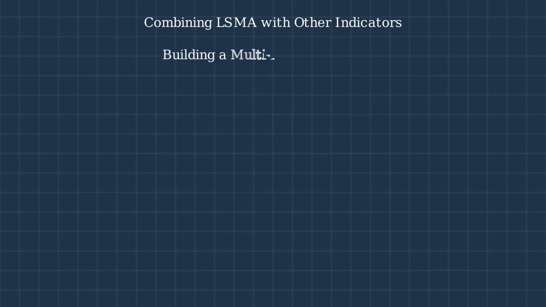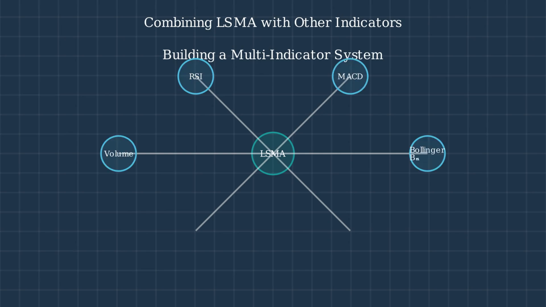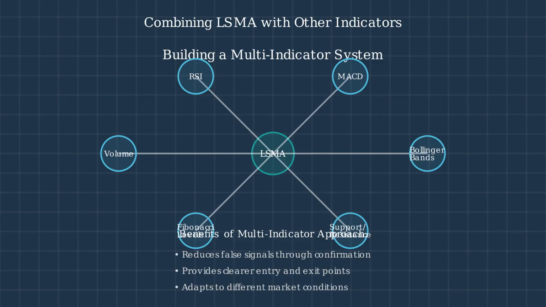A comprehensive trading system combines LSMA with multiple indicators for better decision-making. The LSMA serves as the foundation for trend analysis, while other indicators provide complementary insights. This integrated approach reduces false signals, provides clearer entry and exit points, and adapts to different market conditions.